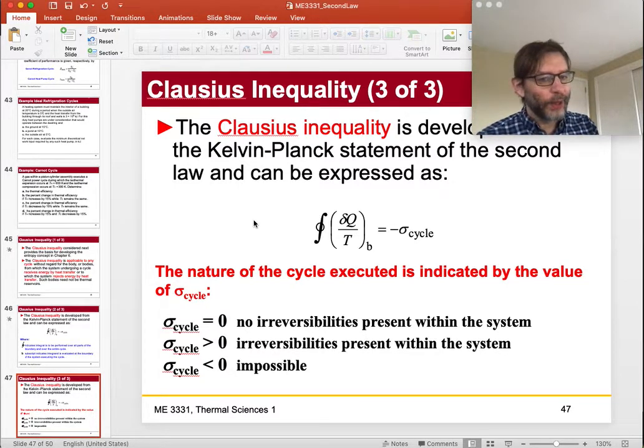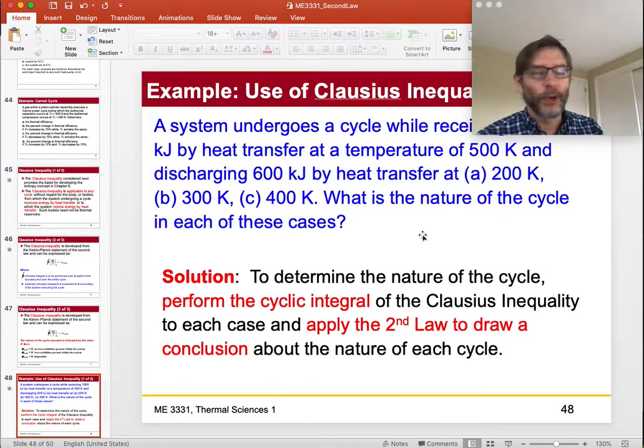I'm not going to dwell on the Clausius inequality in this form too much because I don't want to confuse you, because essentially we're moving this right into entropy, and this sigma right here is essentially just like entropy. It's essentially what you think entropy is. So here's an example that they came up with. I took this right from the textbook.